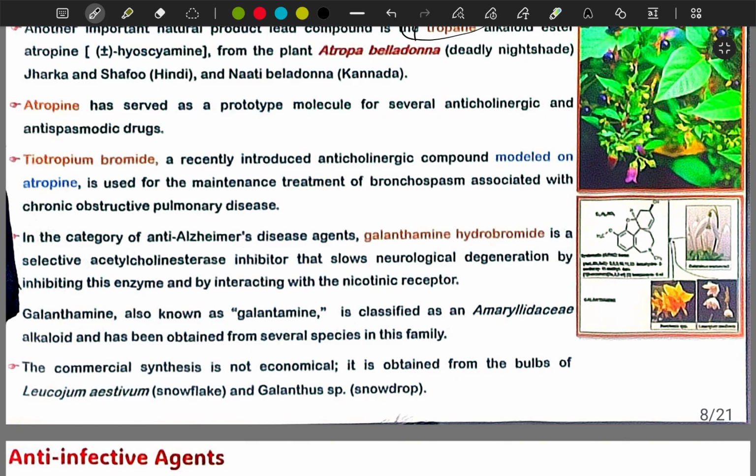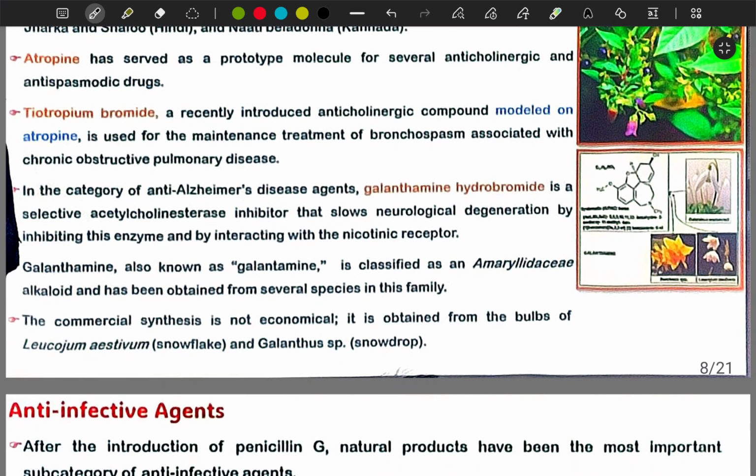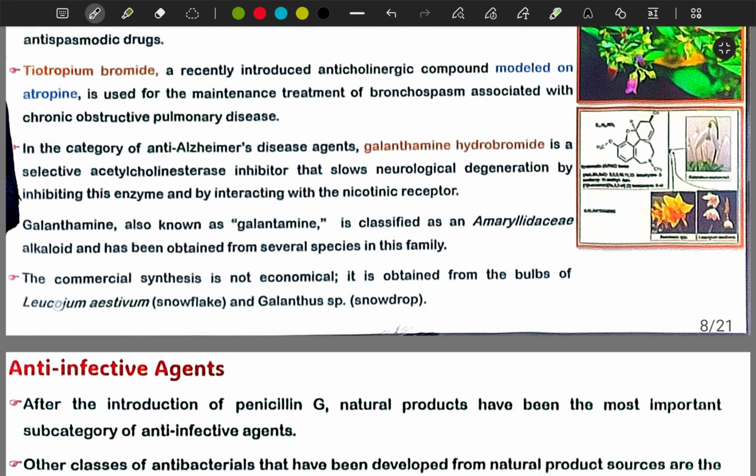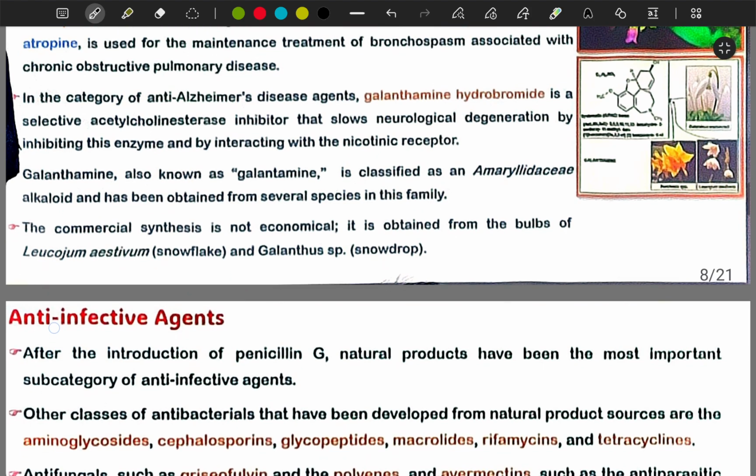Tiotropium bromide, a recently introduced anticholinergic compound modeled on atropine, is used for the maintenance treatment of bronchospasm associated with chronic obstructive pulmonary disease. In the category of anti-Alzheimer's disease agents, galantamine.